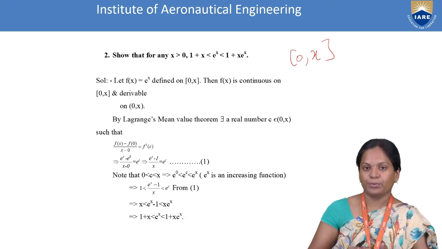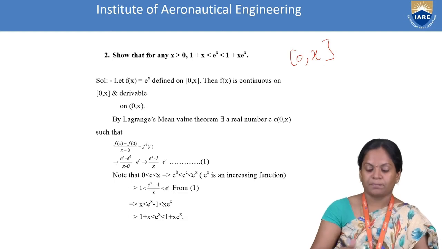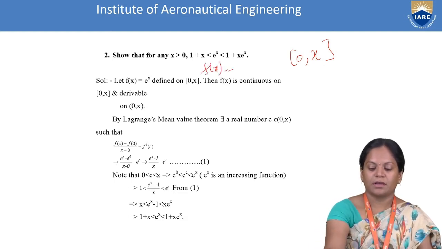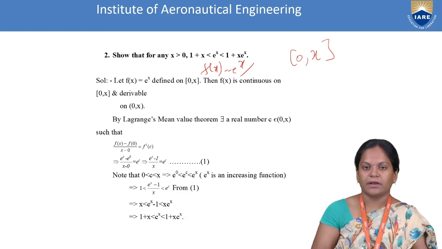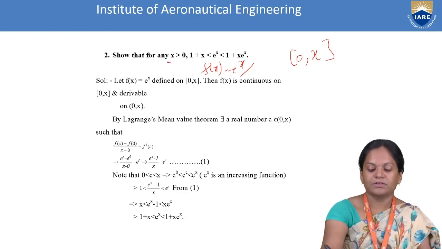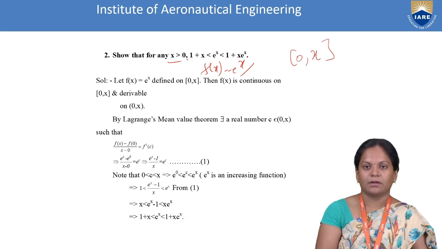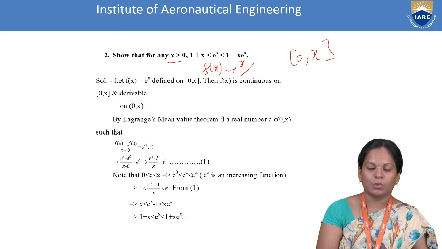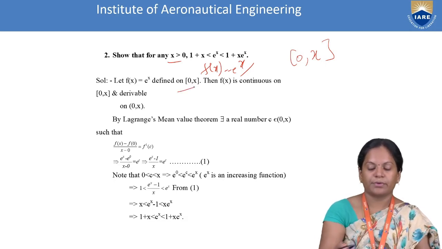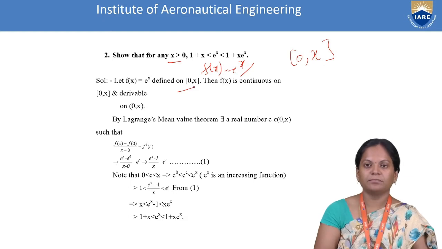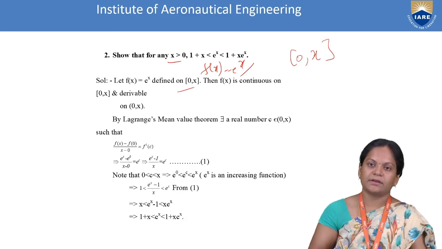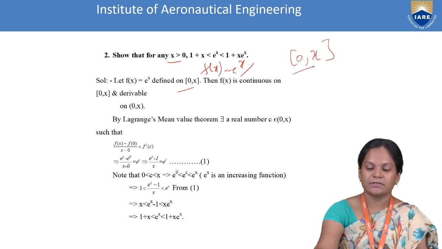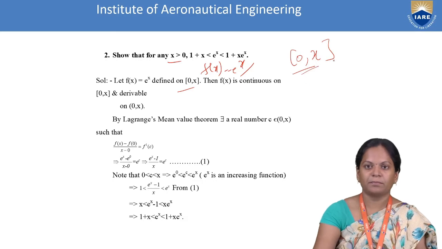First of all, we have to consider the function f of x. What is the function f of x? The exponential term, e power x. For the given condition, we have to take the interval, and here the interval is 0, x. So let f of x equal e power x, defined on the interval 0, x. Then f of x is continuous and differentiable. Why is it continuous and differentiable? The given interval is anyway positive, 0, x.